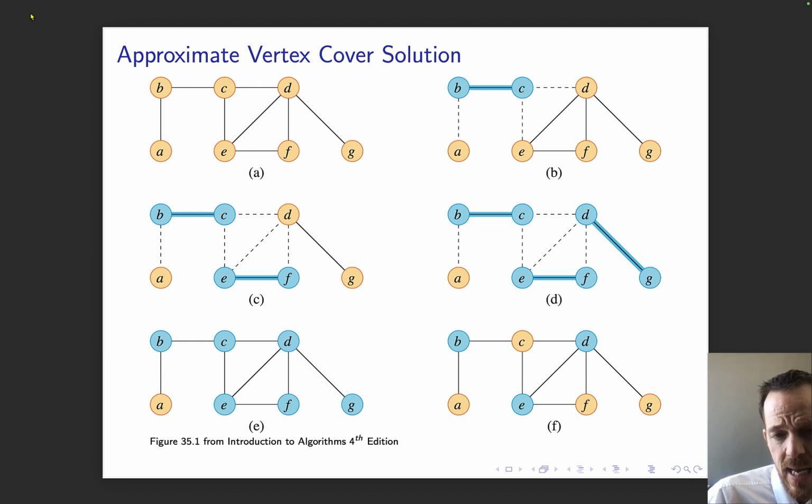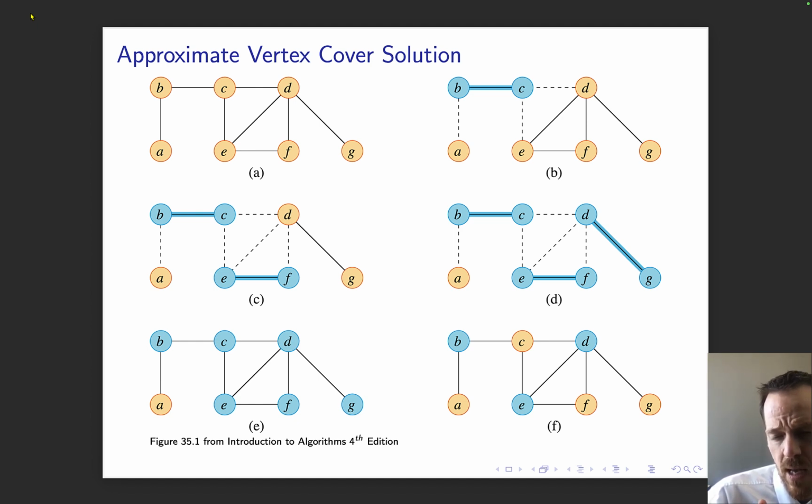Then we would add E and F to our vertex cover and remove the edges that are adjacent to both E and F. Now the edge from C to E was already removed, but this is not an exact algorithm, but an approximation algorithm, so we have some redundancy there. Then there's still edges that need to be covered, so we're going to choose the only last edge, DG, and we're going to add that to the vertex cover as well.